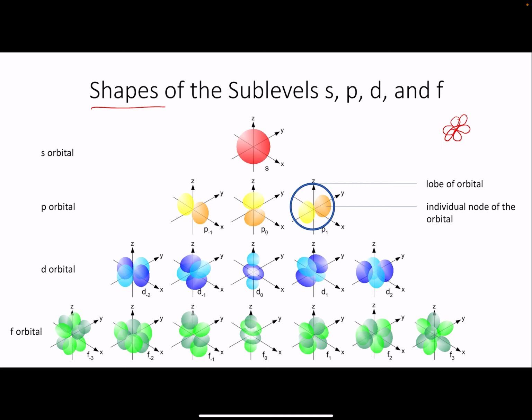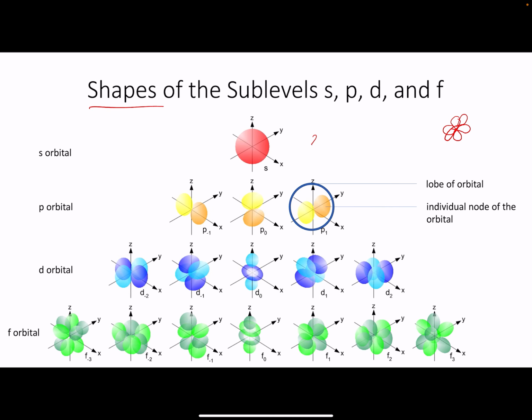And remember, each lobe that you see here can hold 2 electrons. So the p orbital is made up of 3 lobes. If each lobe can hold 2 electrons, we'll put that here. The p orbital can hold 6 electrons. The d orbital has 5 lobes, so it can hold 10 electrons, and the f orbital has 7, so it can hold 14 electrons.